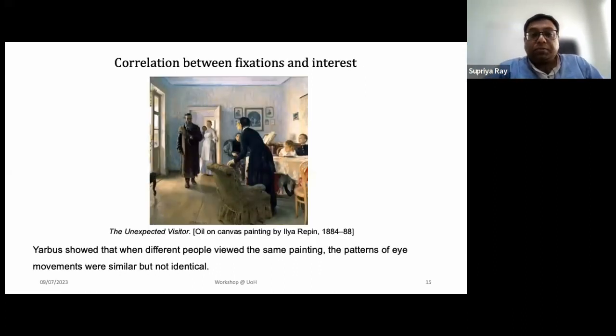Now, he was the first to establish the correlation between fixations, or gaze points, and the interest of the subjects. Here he showed that when different people viewed the same painting, called The Unexpected Visitor, which you can find in different textbooks as well, the pattern of eye movement was similar but not identical. And he asked different questions while his subject was observing this painting. Go to the next slide, please.